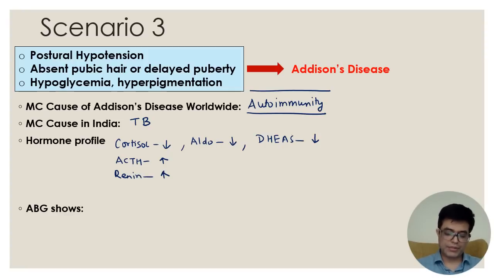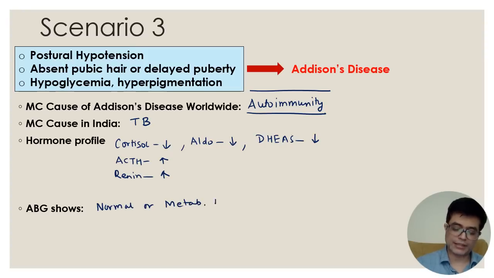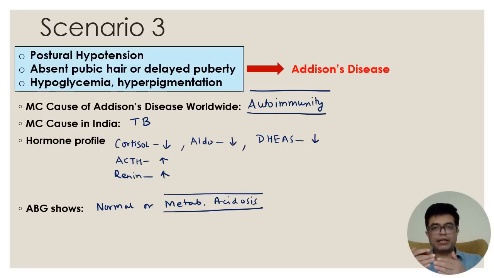When you do ABG, because there is low aldosterone, it will show either a normal ABG or, in long-standing cases, you will find that the patient has developed metabolic acidosis. I told you the funda. Aldosterone is responsible for potassium and hydrogen loss and sodium retention. So when there is hyperaldosteronism, like in Conn syndrome, you will see alkalosis. But when you have deficiency of aldosterone, you will have acidosis developing in the patient.